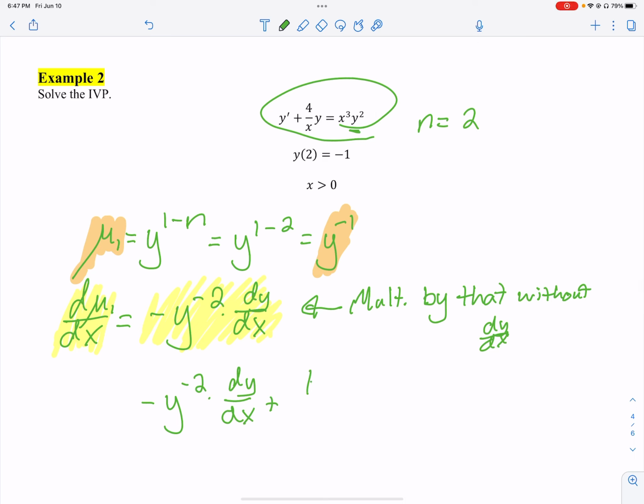So I get negative 4 over x, multiplying by y to the negative 2, so this becomes y to the negative 1. And then the right-hand side, I'm multiplying by negative y to the negative 2, so I get a negative x cubed because the 2's will make a 0, and we get y to 0, which is 1. So I just multiplied this by that.